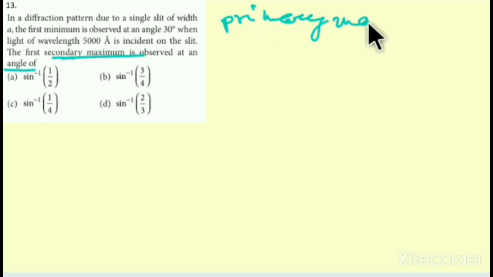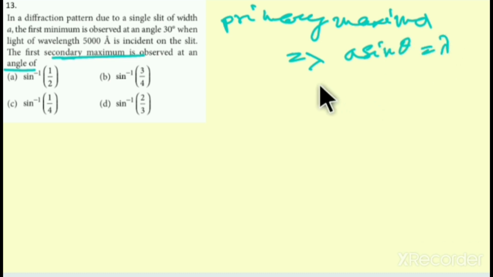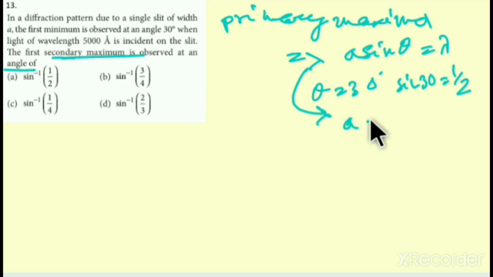Here we have to calculate the angle of the first secondary maxima. In this question it is given that the angle of the first primary maxima is 30 degrees, and the path difference for the primary maxima is a sine theta equal to lambda. Theta is given as 30 degrees, so sine 30 is equal to half. We know this. So from this, a is equal to 2 lambda, we can calculate this.